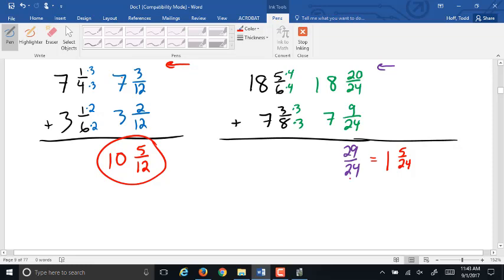Just like with whole numbers, we're going to keep part of it and carry part of it. This is in the fractions place, so we're going to keep the fraction of 5/24, and we'll carry that whole number of 1. 1 and 8 is 9, plus 7 is 16, so 6 carry the 1. 1 and 1 is 2, so 26 and 5/24. Any questions there?